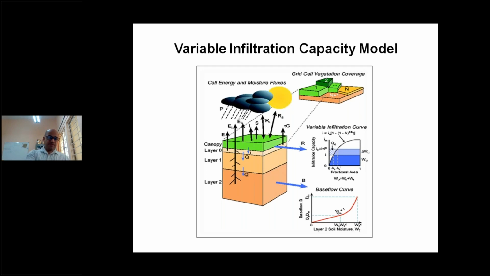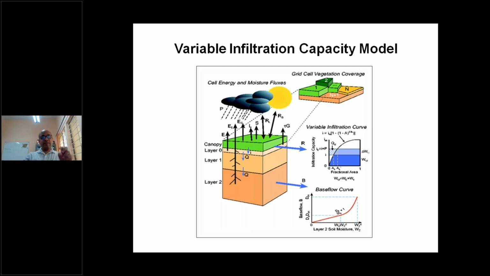Compared to all the previous models, this model has a distinct advantage in terms of spatial discretization. It divides the area into regular shaped grids, which we call pixels or cells. Not only does it divide in terms of X and Y, it divides your soil column also into different layers: layer 1, layer 2, layer 3.